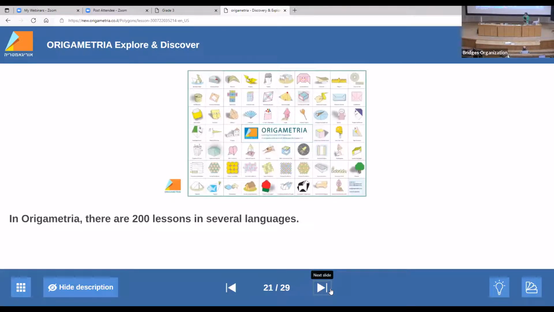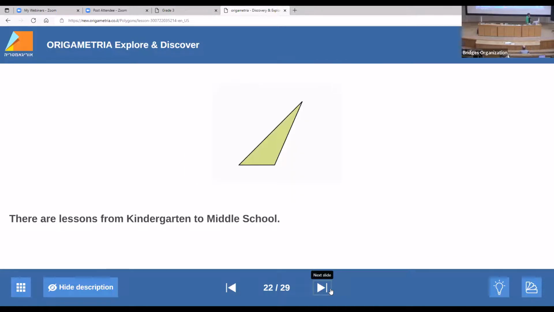So we have over 200 lessons. Each model here teaches some topics, and it's attached to the curriculum in math. And actually, all the curriculum in education all over the world is the same. I've been teaching in many, many countries, and I know it's the same. So we have 200 lessons, and each one teaches different topics from kindergarten to 7th grade.